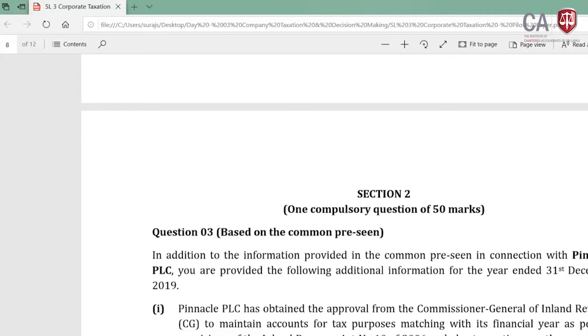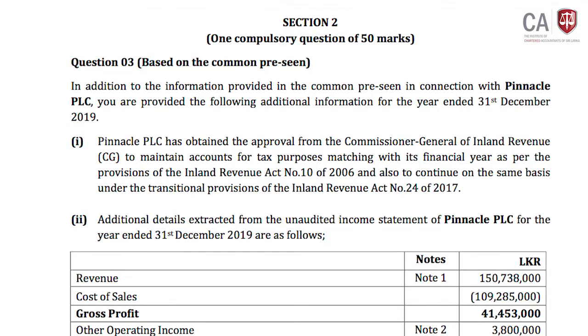That's why I have told you all proposed changes are not testable, because they are proposed changes. It's not a law, then it cannot be tested. Therefore, 31st December 2019, but even if it is 31st December 2019, your year of assessment is 1920.